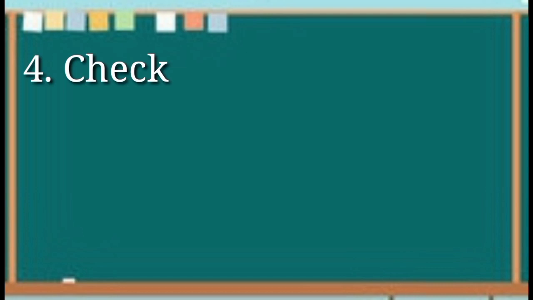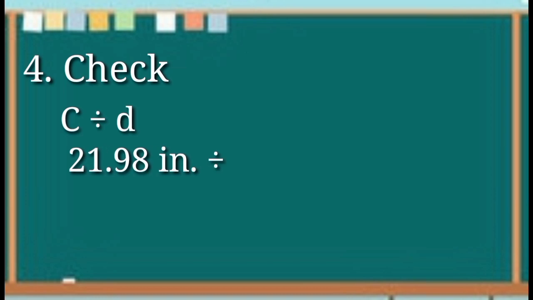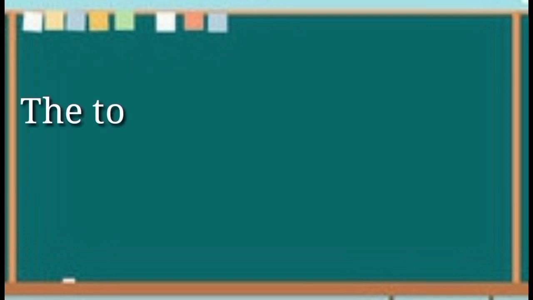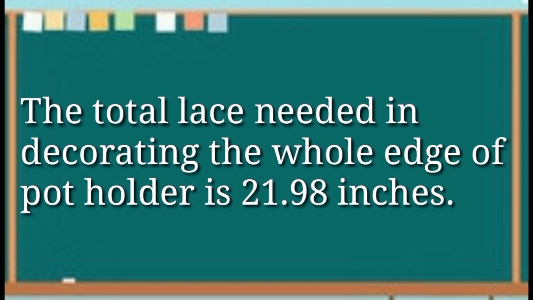So we need to check if our answer is correct. What is our formula when we check if our answer is correct? Very good. C divided by D, or circumference divided by diameter. So what is our circumference? Yes, 21.98 inches divided by our diameter, which is 7 inches. 21.98 divided by 7 equals, very good, 3.14. Since our quotient is 3.14, it is equal to the value of pi. Therefore, our answer is correct. The total lace needed in decorating the whole edge of the pot holder is 21.98 inches.